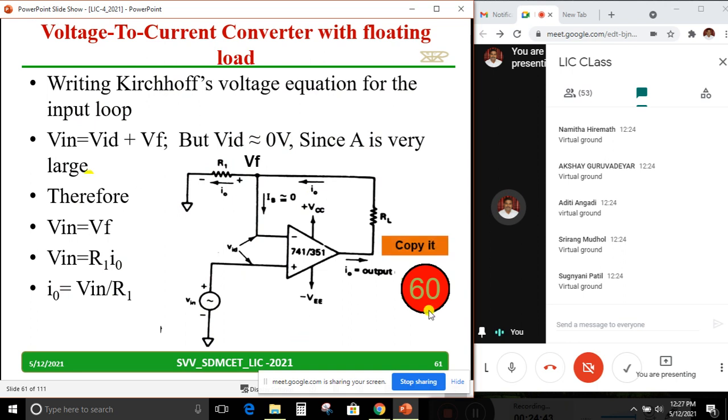Take a minute and copy down these 3 lines. Vin equal to VID plus VF, but Vid equal to 0, therefore Vin equal to Vf. Vin equal to R1 into I0, I0 equal to Vin divided by R1.